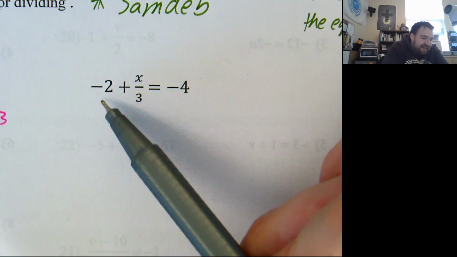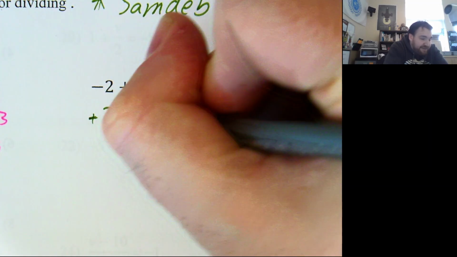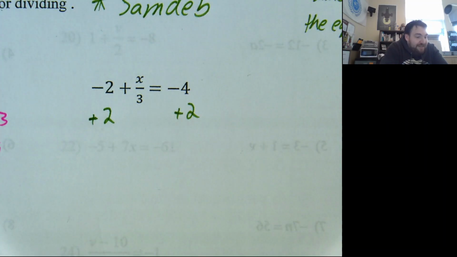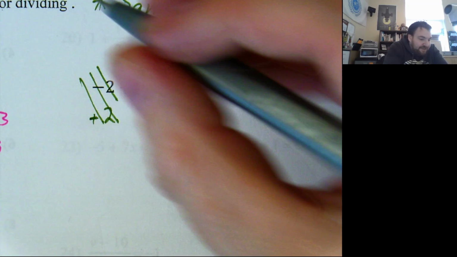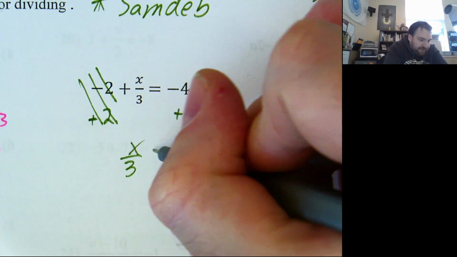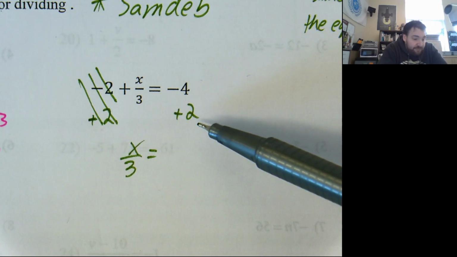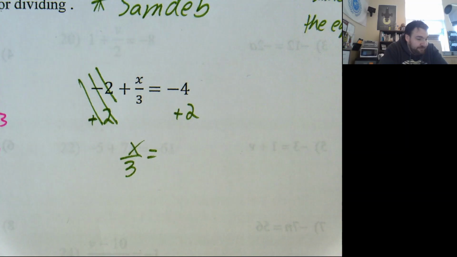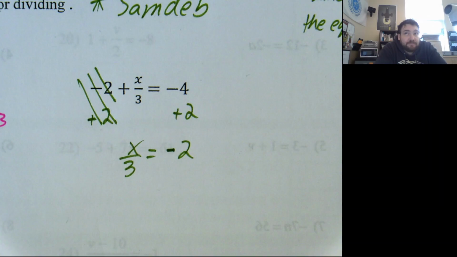Very good. Because it's -2 plus x over 3, I want to get rid of that -2. So we're going to add 2 to both sides. -2 plus 2 is 0. Cancels away. It's gone. Leaving us with 0 plus x over 3, which is just x over 3. On the right-hand side, we've got -4 plus 2, which is -2. Thank you, Caitlin. And now I've got x over 3 equals -2.